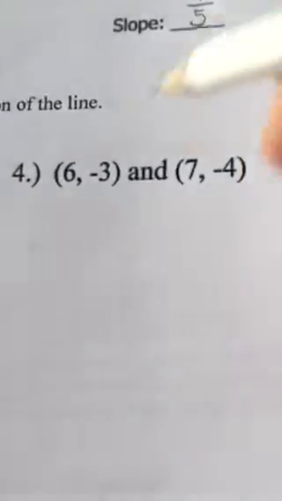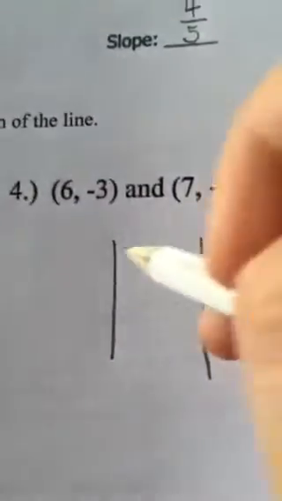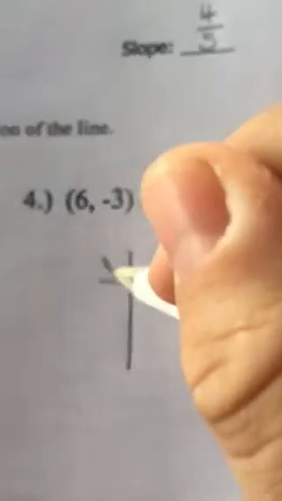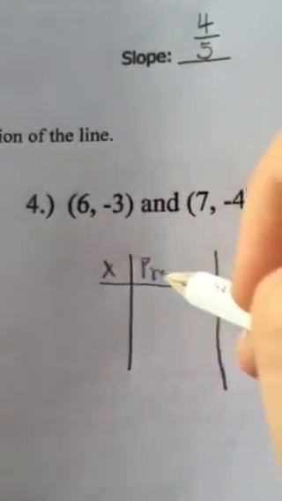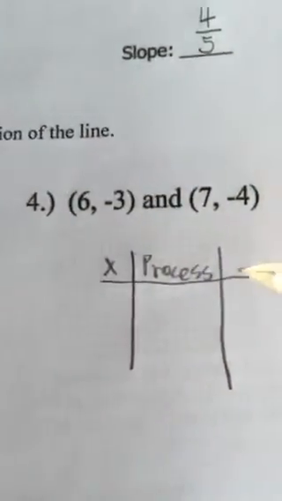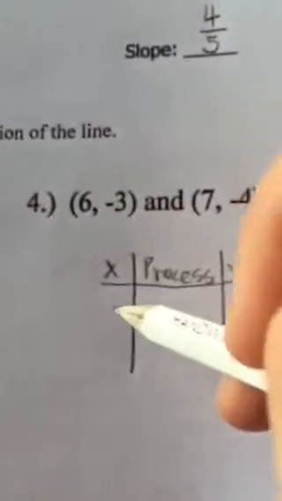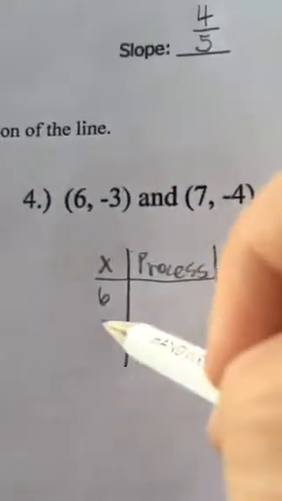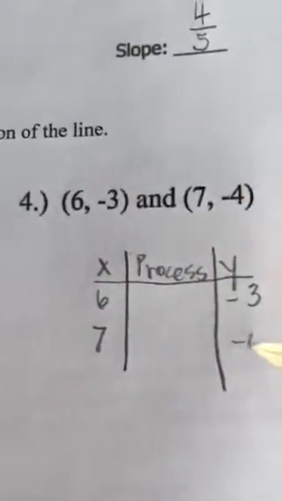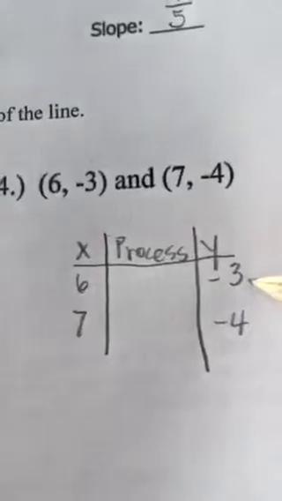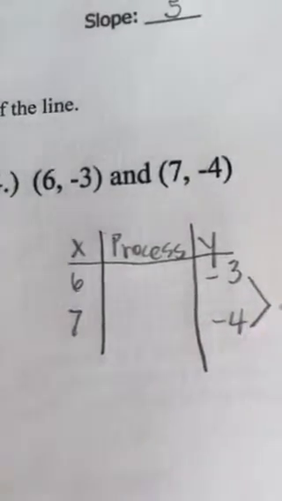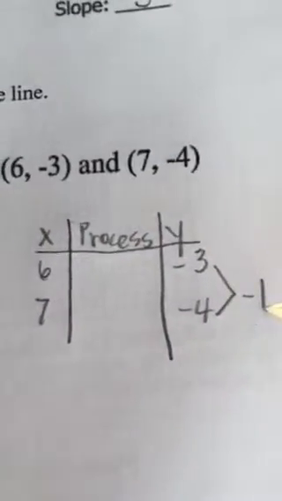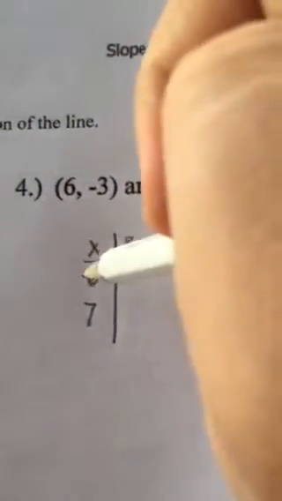So then for number 4, I'm going to go ahead and do it in a table like we did a few minutes ago. So I have my x, my process, which we'll get to, and then the y. So my first point is 6, negative 3, and my second point is 7, negative 4. I'm going to look at my change in y. From negative 3 to negative 4, it goes down 1. And then on my x column, from 6 to 7, it goes up 1.